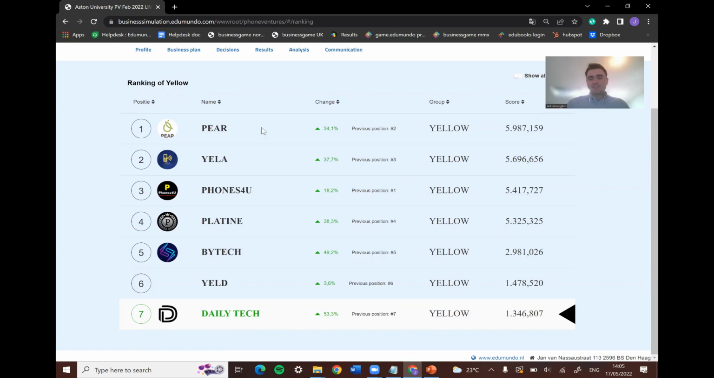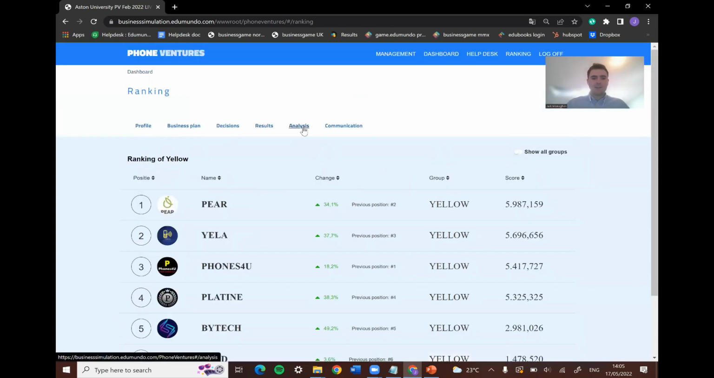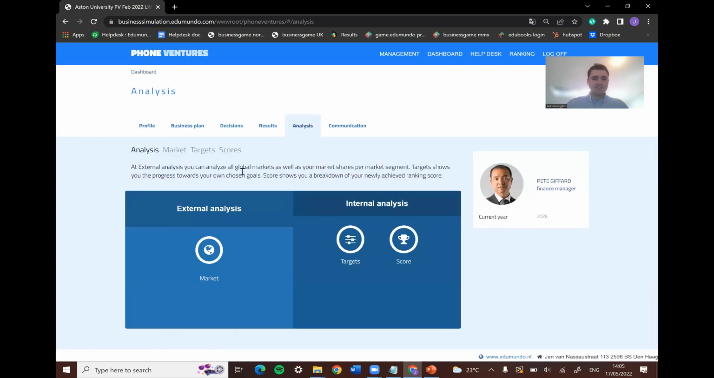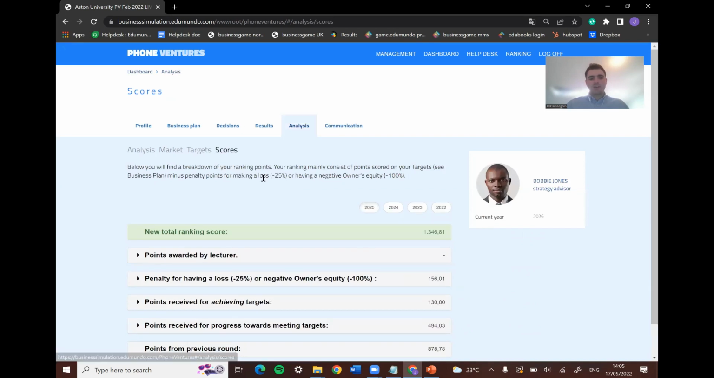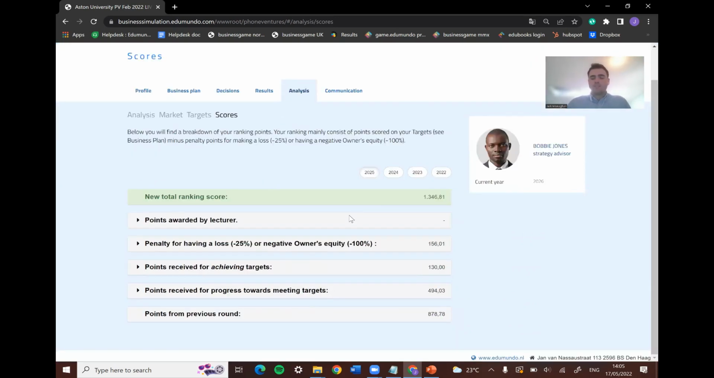That's where some of the analysis tools within the simulation come into play and where you can view some more information. So we're going to head over to analysis, then into scores, and here you can see the number of points you received for achieving your targets, the number of points you also received for progress towards meeting your targets. And if unfortunately you made a negative profit loss in the previous round, you'll only score 75% of your points. And if you're in a negative owner's equity position, you'll unfortunately score 0 points.